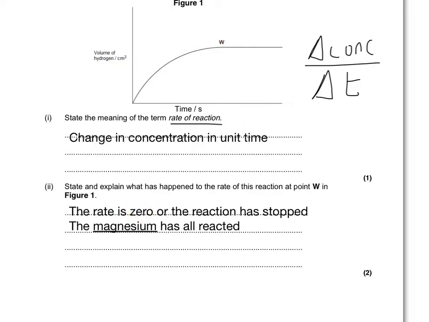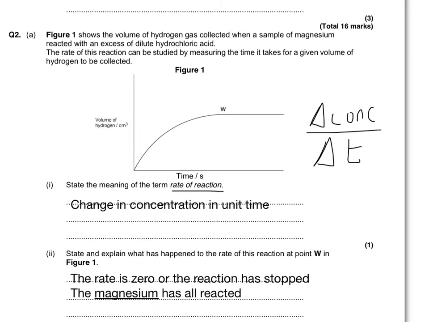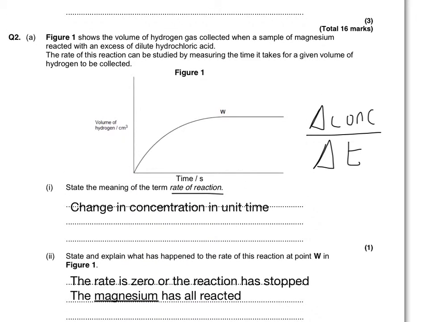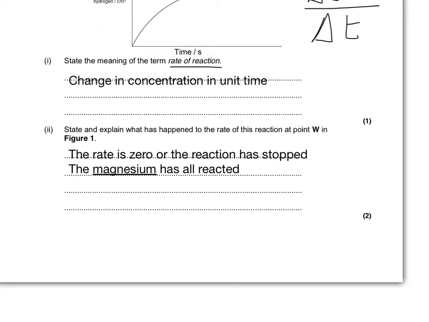And why has that happened? Well, the magnesium has all reacted. How do we know it's magnesium has all reacted? Well, it says that the magnesium has reacted with an excess of dilute hydrochloric acid, so it's therefore correct to say that all the magnesium has reacted and not the HCl. That is in excess.